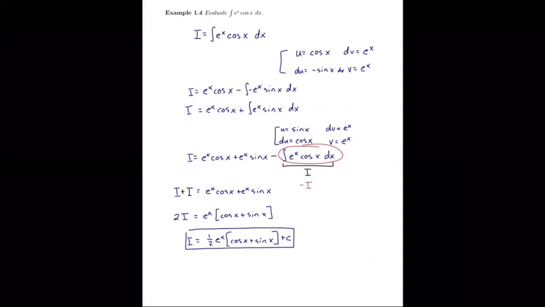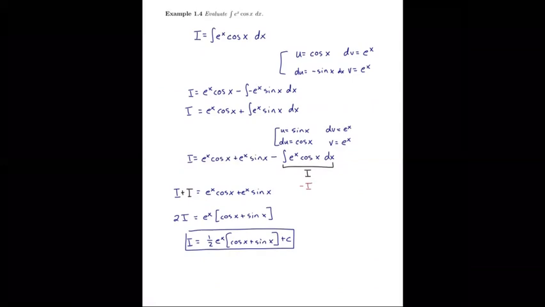And again, a nice thing about this integration by parts or any integration problem is that we can check this answer by taking its derivative to make sure we get back e to the x cosine of x when we're done. The reader is certainly encouraged to do so.